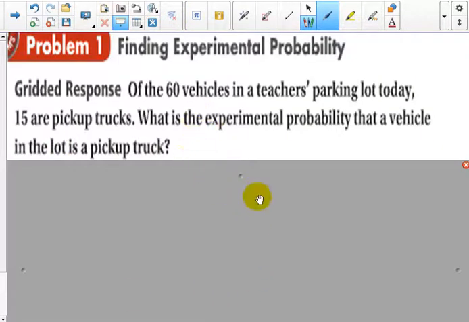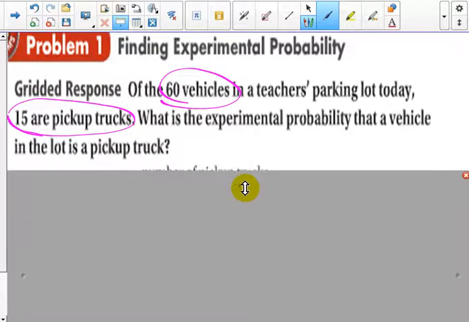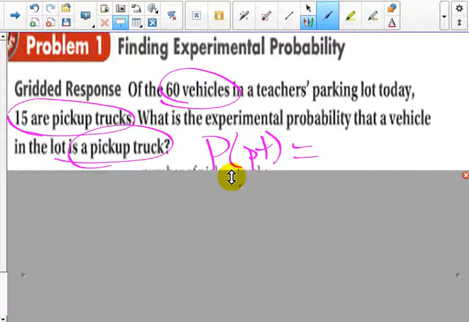So here's an example of putting that to use. Of 60 vehicles in the teacher's parking lot today, there are 15 pickup trucks. What is the experimental probability that a vehicle in the lot is a pickup truck? So again, the event is how many are pickup trucks? So P of pickup trucks is equal to, okay, how many were there? 15 over how many total vehicles? 60. So your event over the total number.